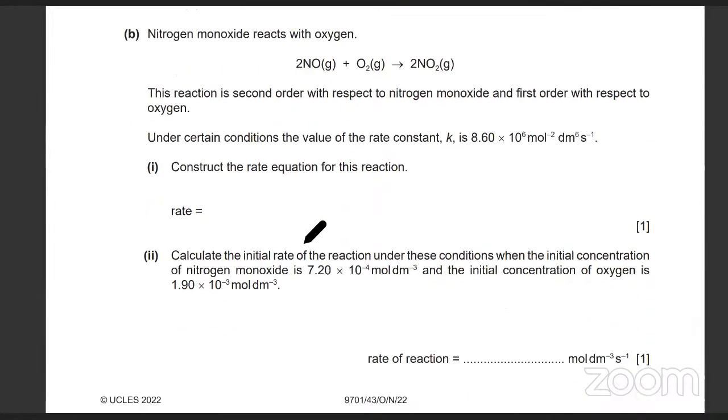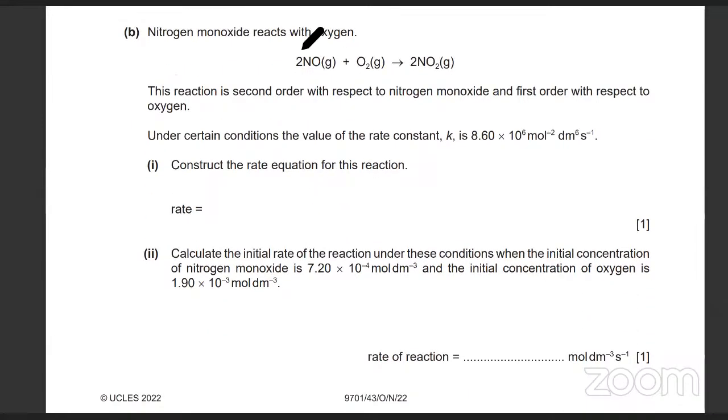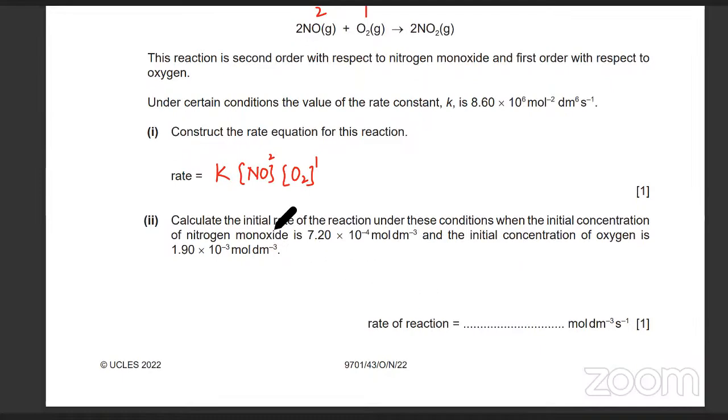Now the next one is about the rate constant, I think. Nitrogen monoxide reacts with oxygen. The reaction is second order with respect to NO and first order with respect to oxygen. Under certain conditions, the value of the rate constant is K, so they've given you K as well. Construct the rate equation. So it's K times NO squared, and on O2 it's power 1, right? Is this clear? And you just have to figure out the rate of reaction.